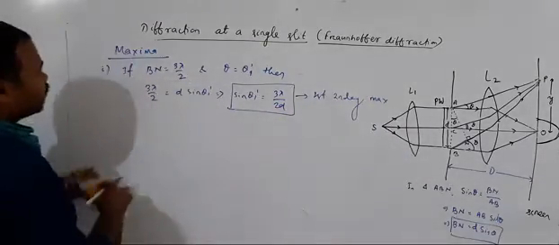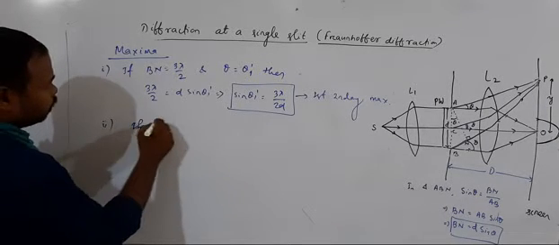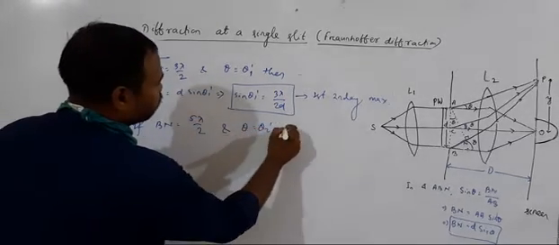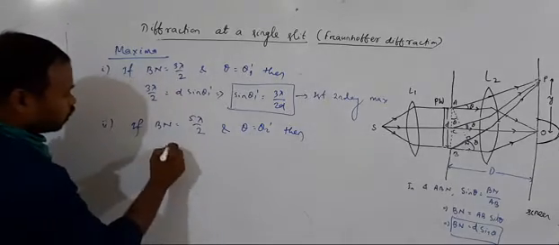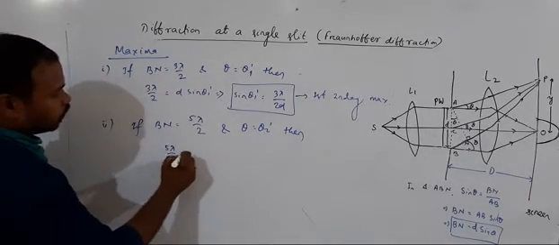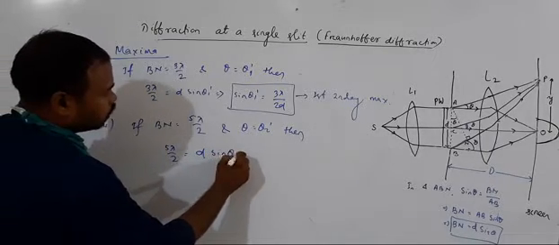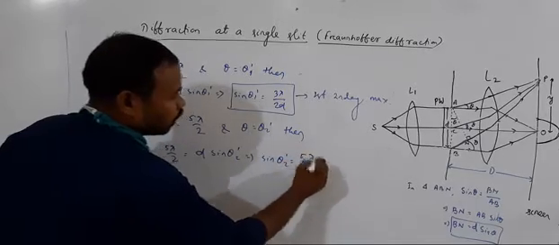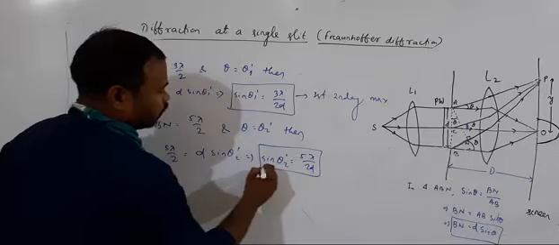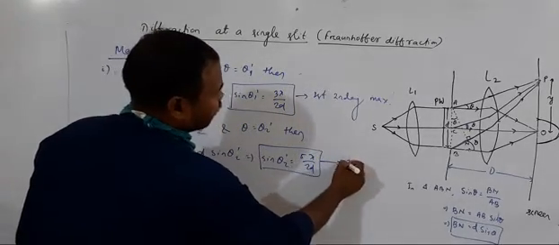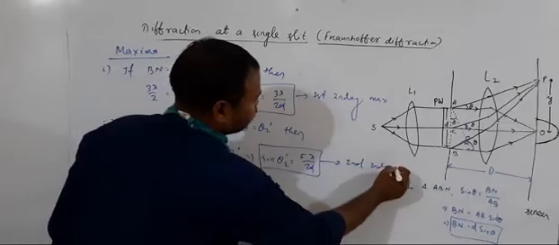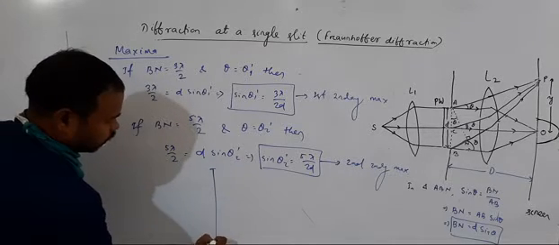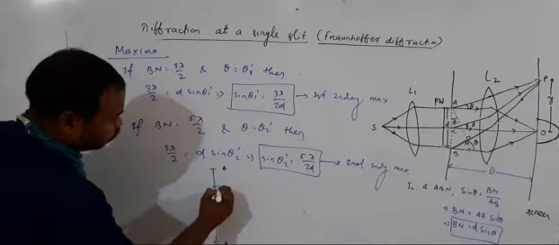Now again see here, if Bn is equal to 5 lambda by 2 and theta is equal to theta 2 dash, then that equation becomes 5 lambda by 2 is equal to d sin theta 2 dash, or sin theta 2 dash is equal to 5 lambda by 2d. This equation indicates the position of secondary maxima. Why? Because in this case the slit AB is assumed to be divided into 5 equal parts.